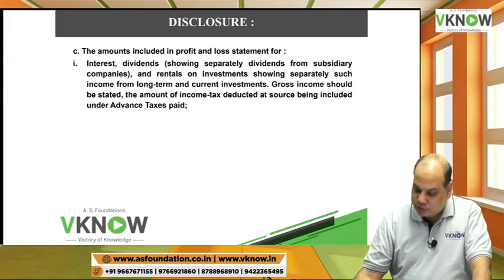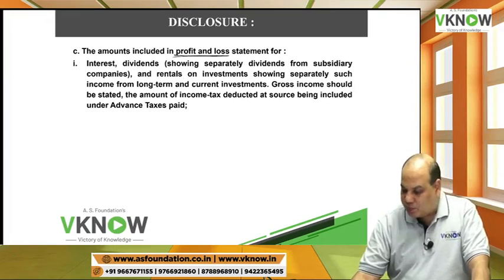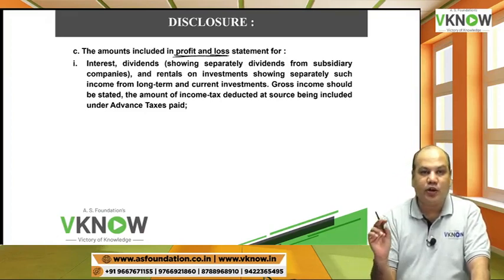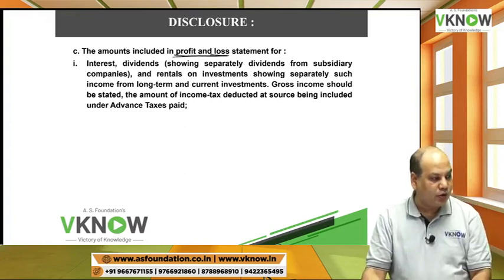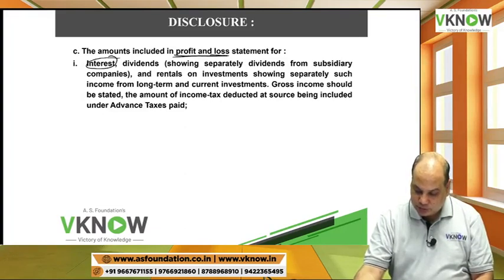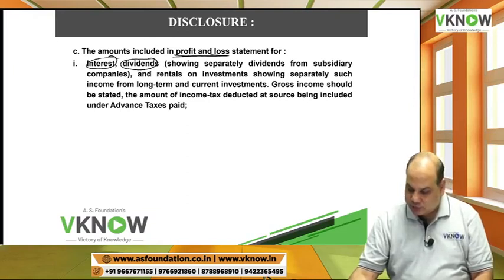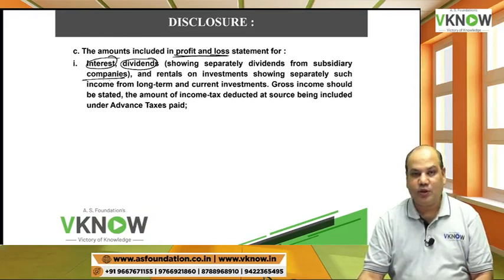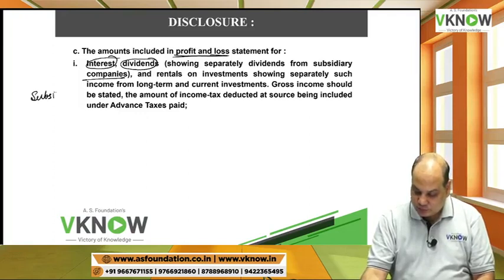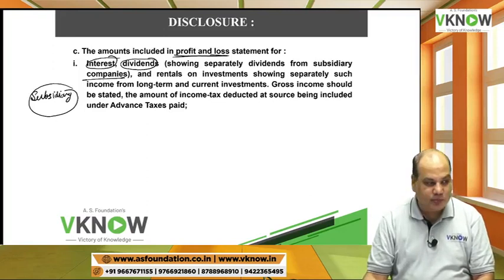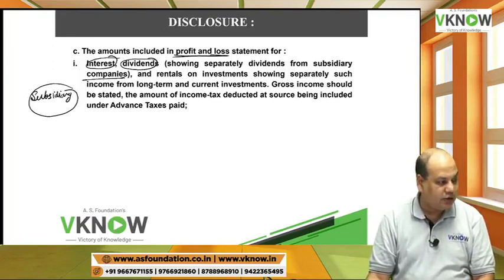Next disclosure is amount included in P&L account. How much you have recognized as income in P&L account. So what are the types of income you have to recognize? Interest income, dividend income, showing separately dividend from subsidiary company. Dividend from subsidiary shown separately. What is a subsidiary company? Any idea?